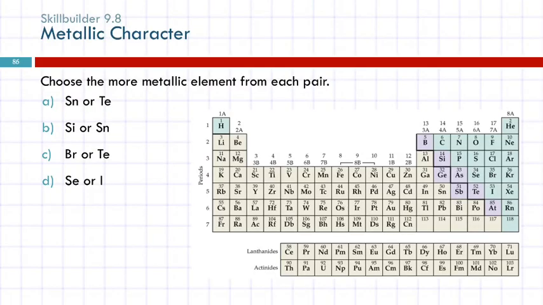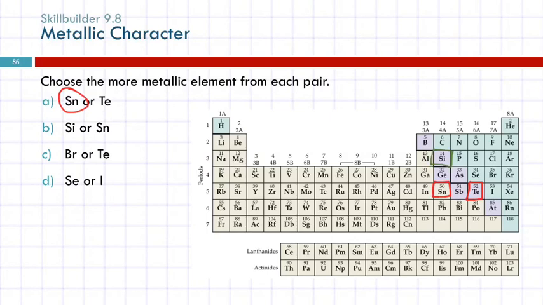Choose the more metallic element. Well, tin or tellurium. Tin. That one really should be a no-brainer because tellurium is not a metal, it's a semi-metal. Tin actually is a metal. How about silicon or tin? Tin again. Tin for the win.